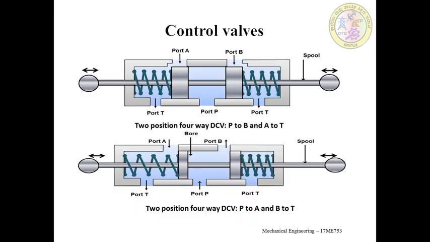So, the two position 4-way valve. This two position 4-way valve has only two switching positions and does not have any mid position. Therefore, they are known as impulse valves.